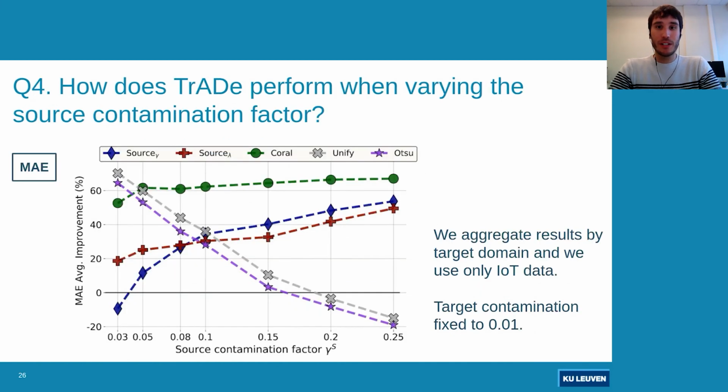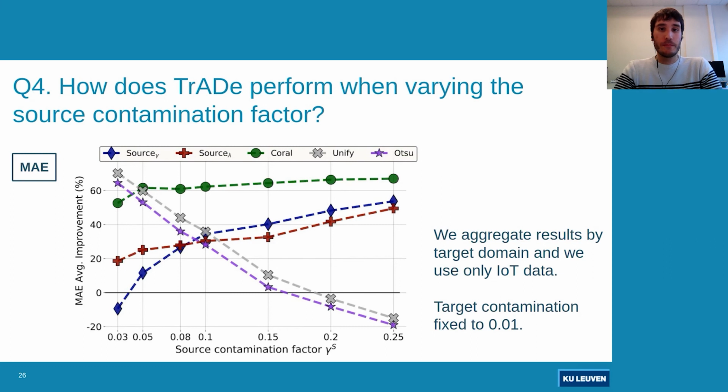Finally, our fourth research question investigates how TRADE performs when varying the source contamination factor against each of the baselines. For this experiment, we only use the IoT data and fix the target contamination to 0.01 while varying the source contamination factor from 3% until 25%. Compared to CORAL, source gamma, and source lambda, the performance of our method degrades slower when the contamination increases. On the other hand, because Unify and Otsu do not depend on the source contamination, their estimate is not affected by the variation of the source contamination, and therefore our method becomes worse when the gap gets high.